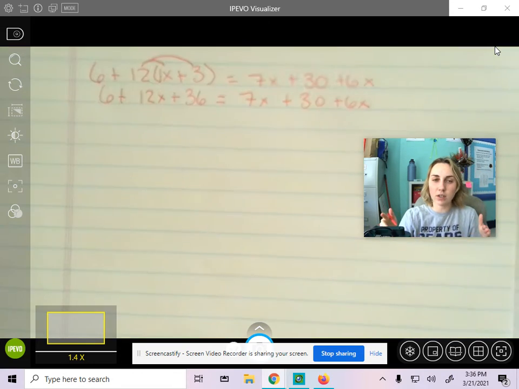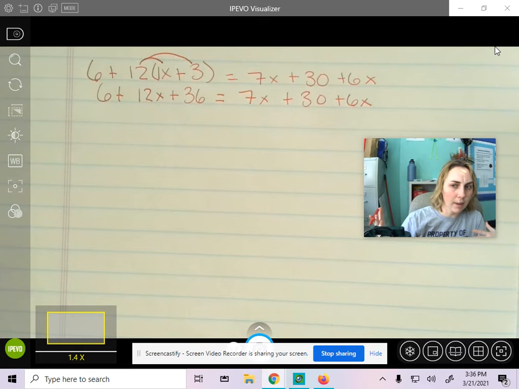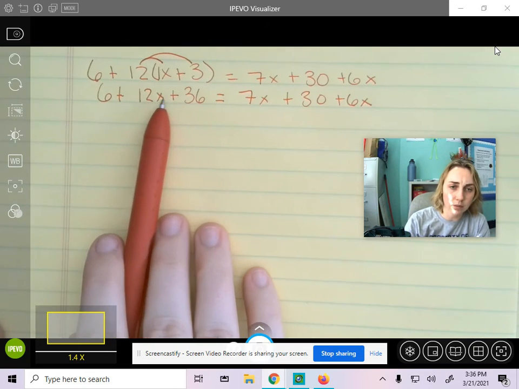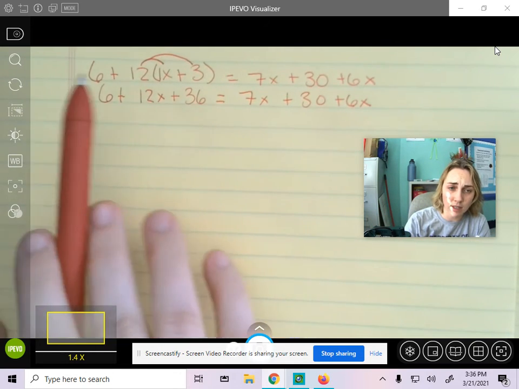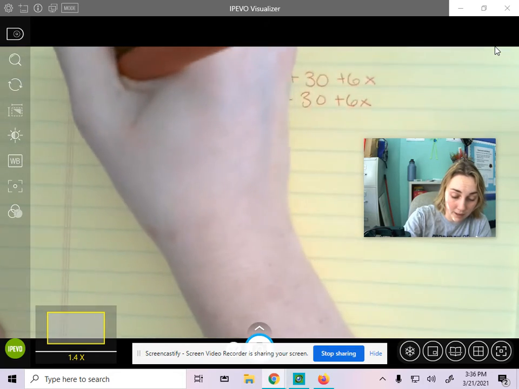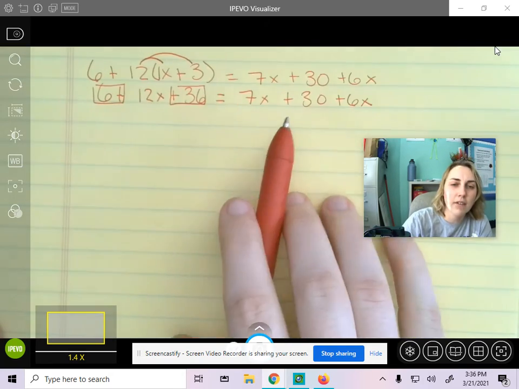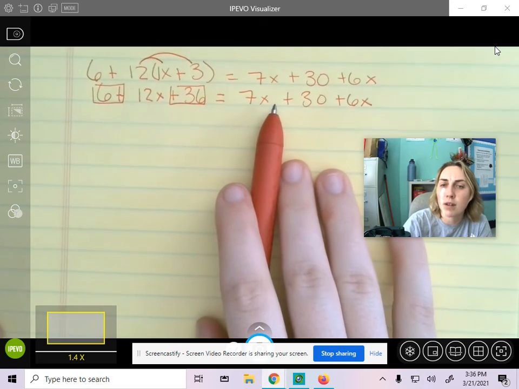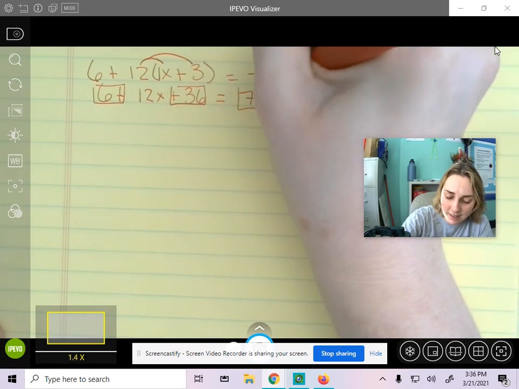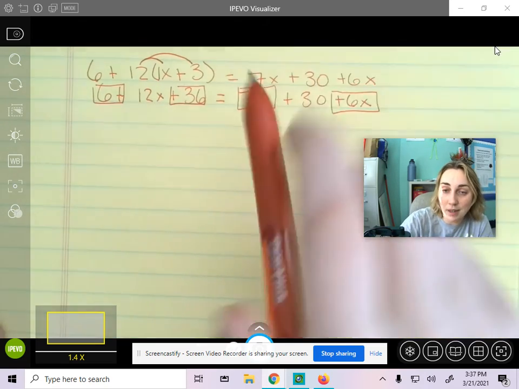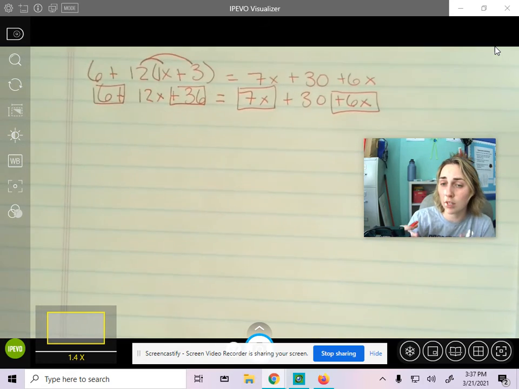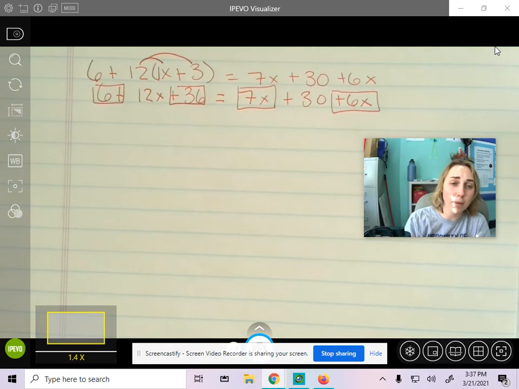All right, so now that I've distributed, now I need to see, well, can I combine like terms? So let's look at this side first. Well, yeah, I have 6 and a 36 here, so I need to go ahead and box those up. I'll need to combine those. And if I'm looking on this side, okay, I have like terms over here as well. I have a 7x, and then I have a plus 6x, so I need to combine those two. So there's multiple terms that I need to combine before I can solve this problem.